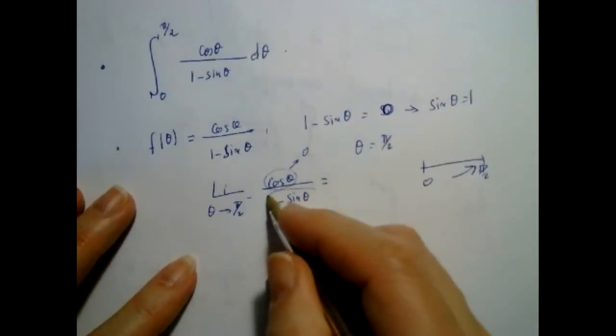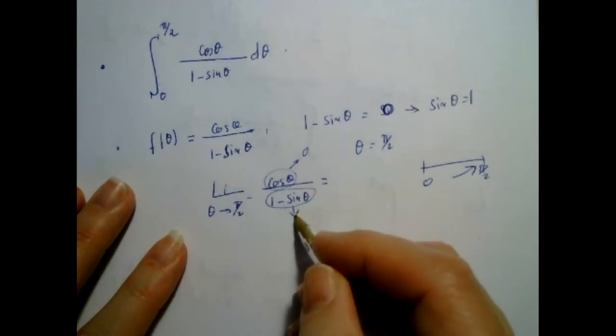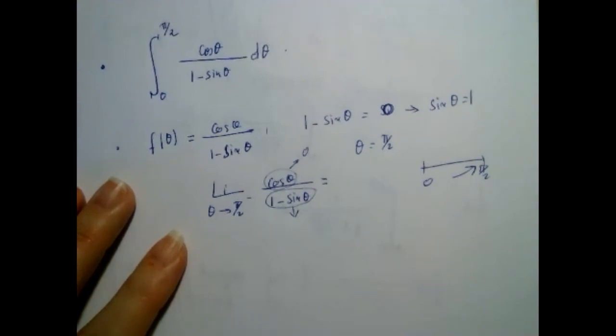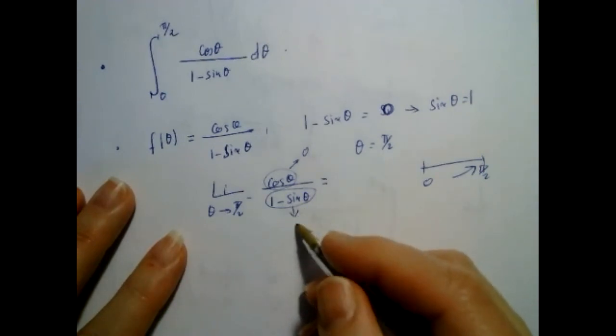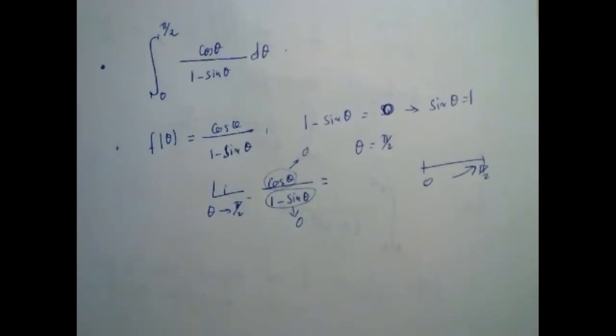Yes, how about the denominator? When theta becomes close to pi over 2, the numerator becomes close to 0. What about the denominator? Oh, that becomes 0 as well. So 0 over 0 is what? Let's remember calculus 1. Is 0 over 0 infinity? Is 0 over 0 undefined? All of you, is 0 over 0 infinity? It's undefined. It's an indeterminate form, right?